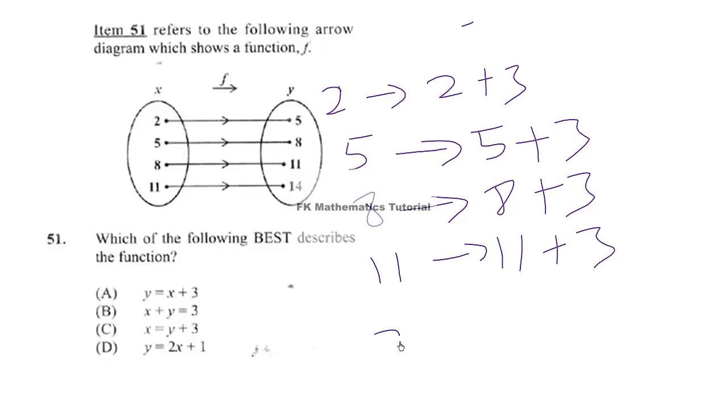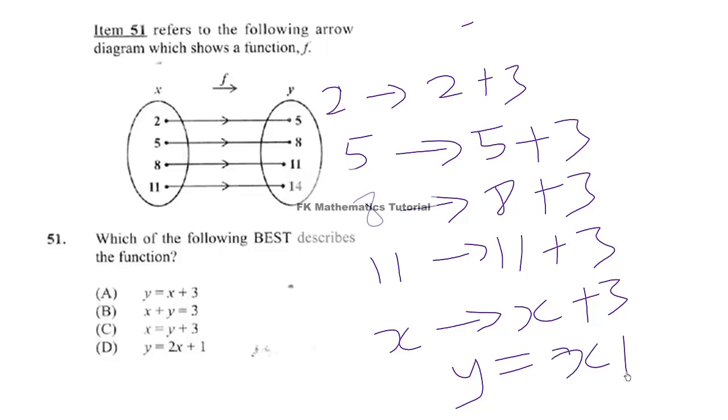So it means if you pick x, x will map onto x plus 3. Hence the relation that best describes the function is y is equal to x plus 3. Option A is correct.